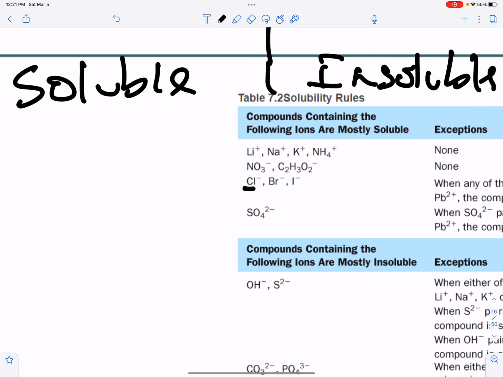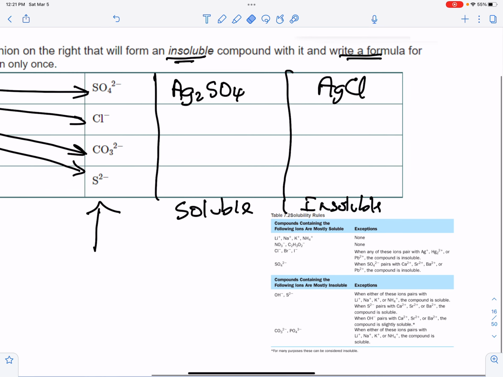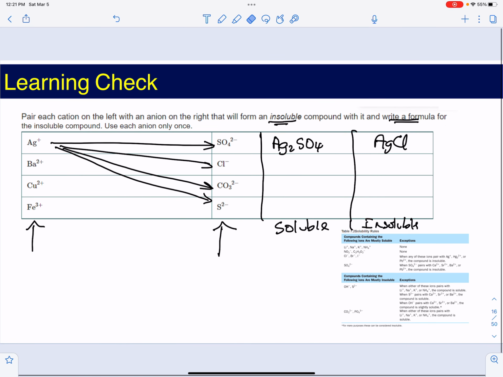So if I have chloride with silver, it's going to be insoluble. I know that one from memory because I have done it so many times that I already memorized it. What about silver with carbonate? That's going to be insoluble, and that would be the formula.